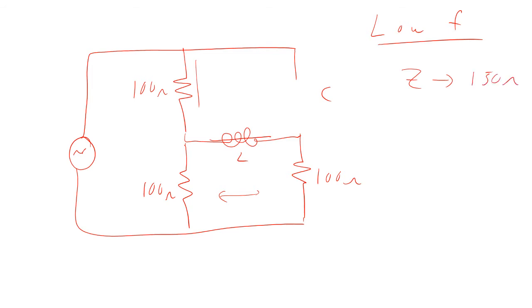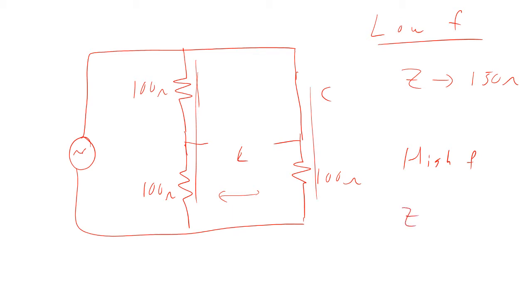Okay, now we want to go for high frequencies. For high frequencies, the capacitor acts like a wire, and the inductor acts like a break in the circuit. And so that means we have 200 ohms right here in parallel with 100 ohms. If you work that out, 200 ohms in parallel with 100 ohms is going to be 67 ohms. And so those are our limiting cases right there.